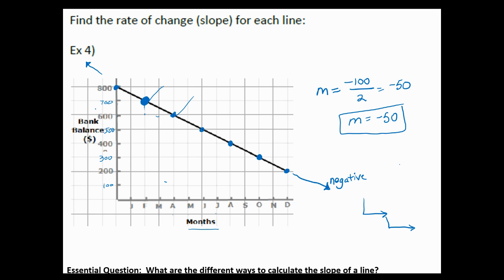This represents a bank balance. And it says bank balance going down by 50 every month. Well, yeah, you can see it's going down, right? So it went down, it went down, it went down. So his money is decreasing. Okay, let's see.